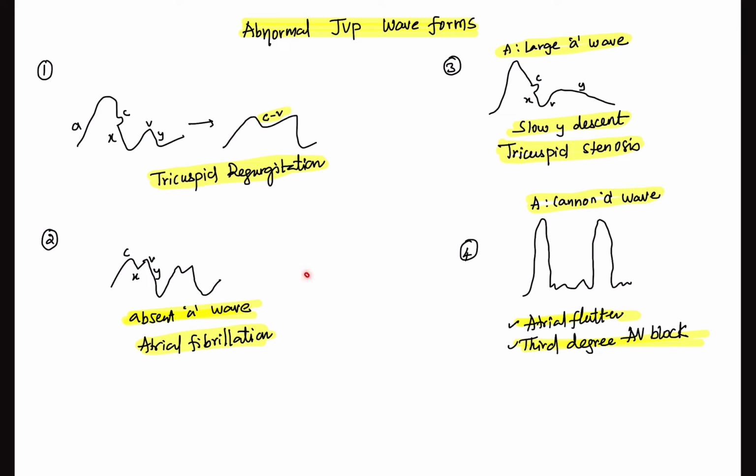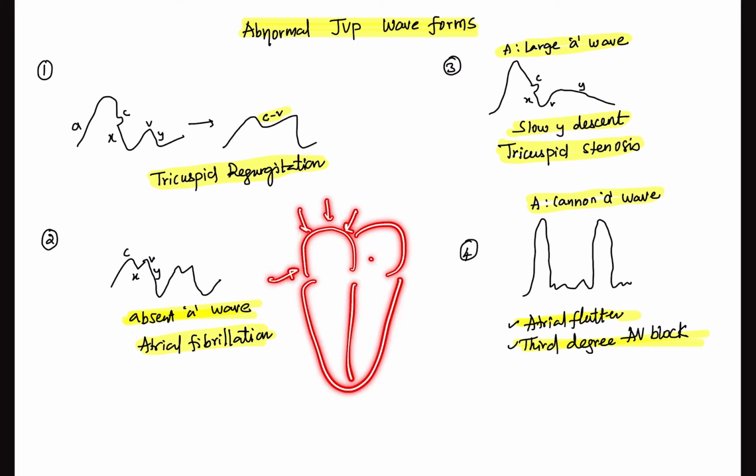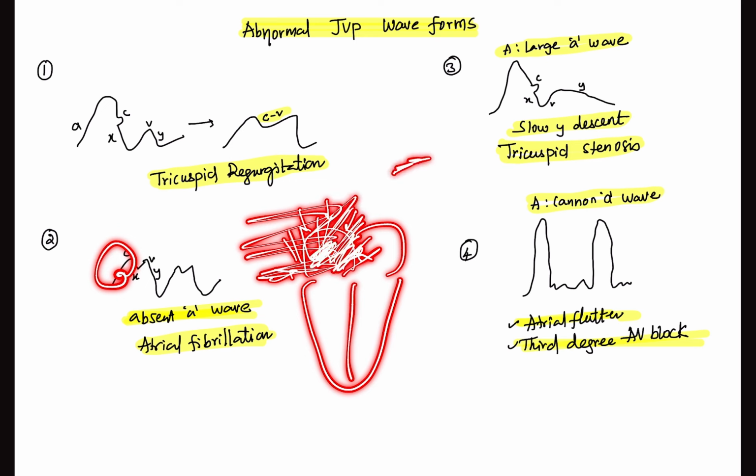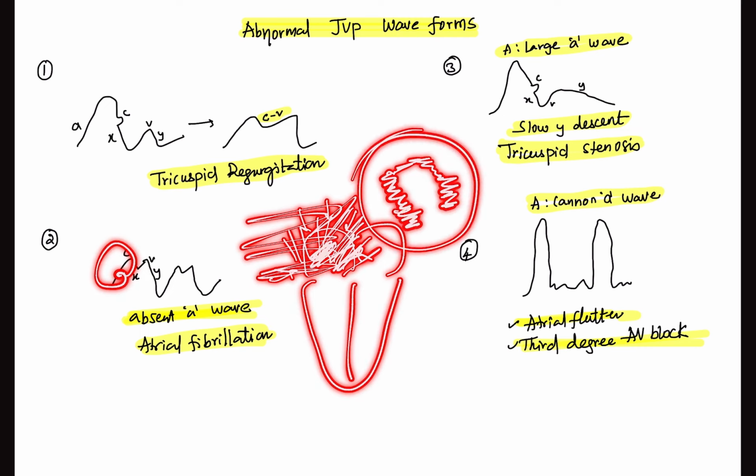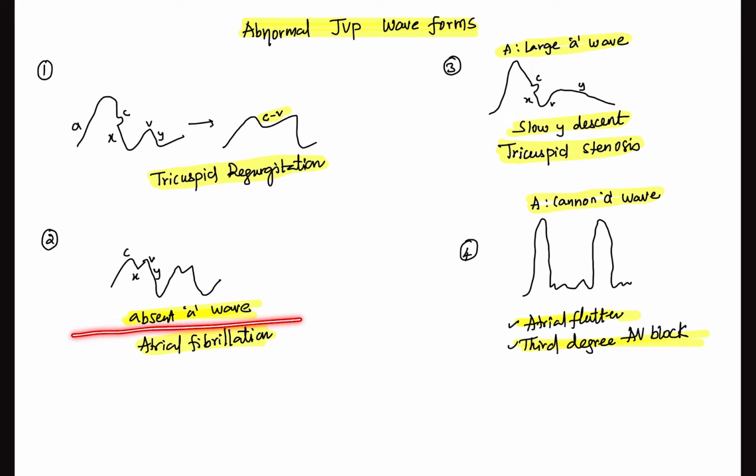Next is atrial fibrillation. We all know atrial contraction is the root cause for the A wave, but sometimes the atria is contracting so vigorously that it is almost fibrillating, so there is no proper atrial contraction. So atrial fibrillation leads to absence of the A wave, because there is no proper atrial systole, there is no proper increase in the pressure of the atrium and venous distension. So absent A wave is characteristic of atrial fibrillation. As you can see, only CXVY. The A wave is absent.